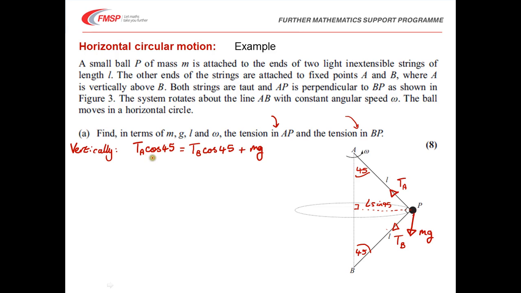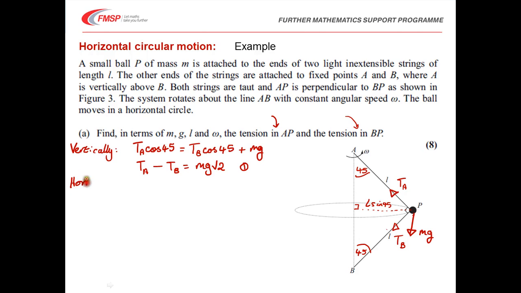I'm just going to do a little tidy up on that. We know that cos 45 is 1 over root 2, it's one of your standard angles, so I'm going to convert cos 45 to 1 over root 2, and multiply up by root 2 on both sides, so I end up with TA minus TB equals mg root 2. That may not necessarily be obvious why I wanted to do it like that, but I think you'll see in a minute why it's useful to have it in that form. Okay, so we've done as much as we can in the vertical direction.